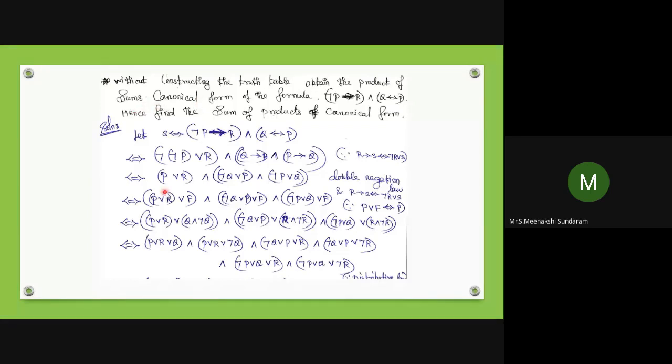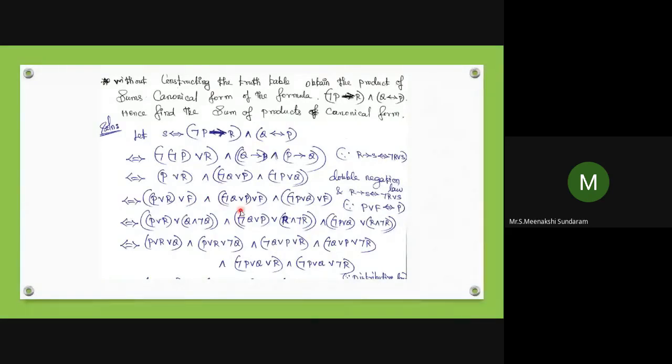Only elementary sums. Canonical means the three variables P, Q, R must compulsorily be present. Here the term Q is missing. Here the term R is missing. Here the term R is missing. You can include the term. For disjunction, you put disjunction false. For conjunction, you put conjunction true. When you write disjunction, put false. When you write conjunction, put true. So I can write disjunction, then conjunction. So the negation of this value is true.